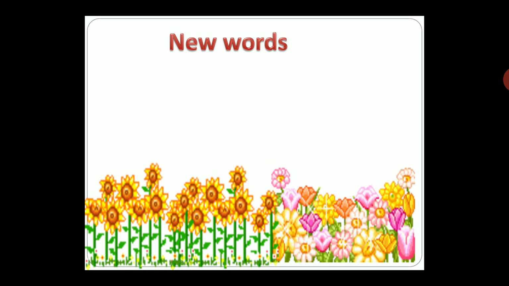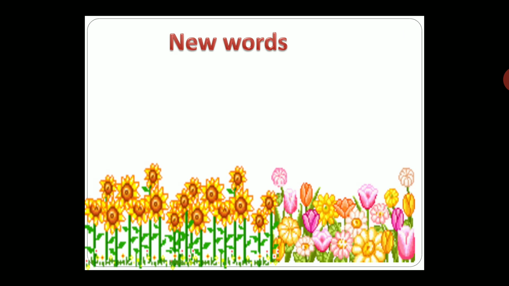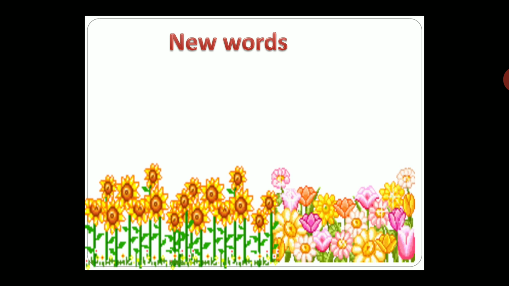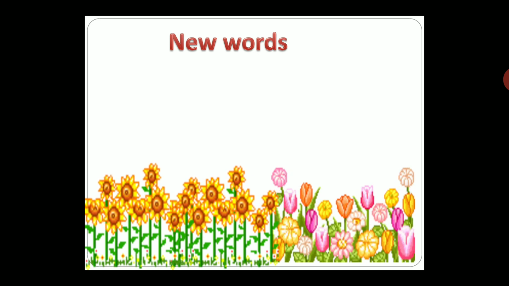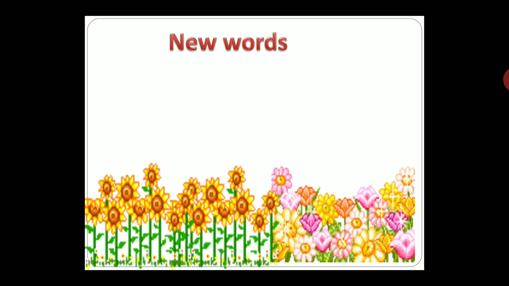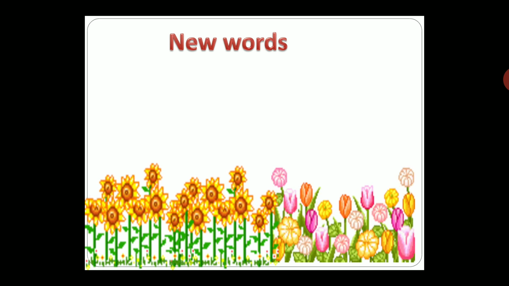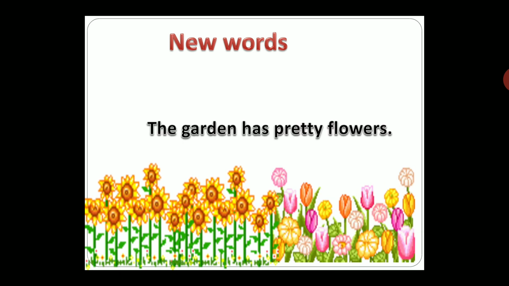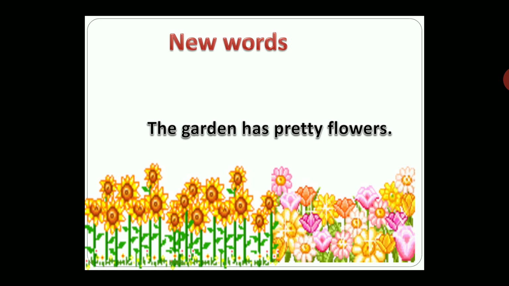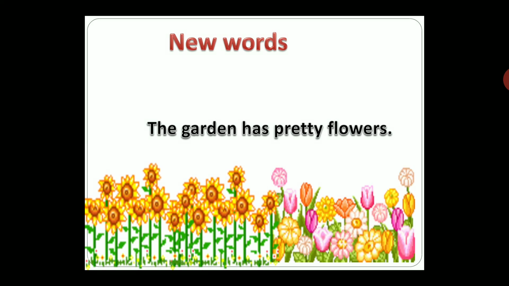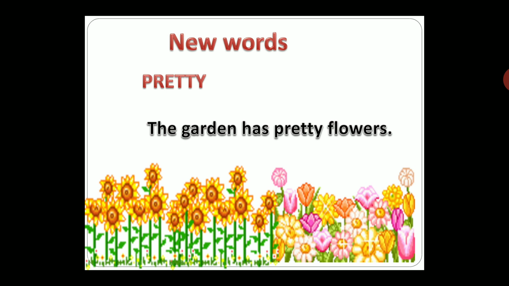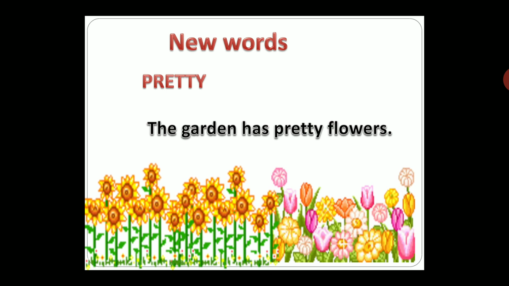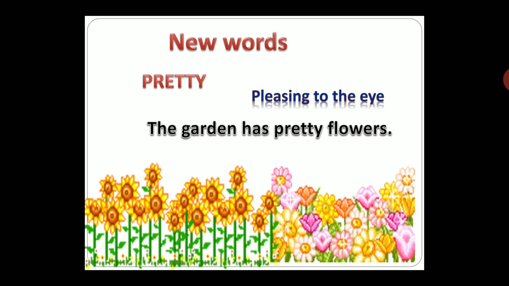Then let's go through some new words of this lesson. Now look at the picture very carefully. It is a garden and the garden has many flowers. The garden has pretty flowers and the word is pretty. Now guess the meaning of the word pretty. Pleasing to the eye.